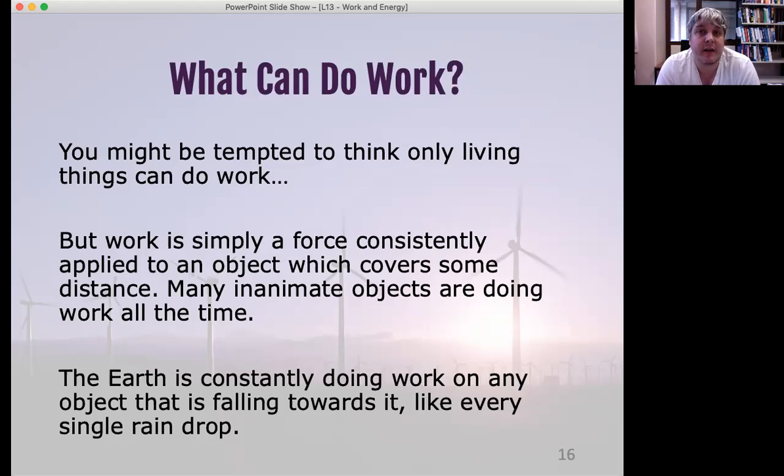For example, gravity. Gravity is always doing work on anything that is falling downwards. Technically, the gravitational attraction to Earth is doing the work. So the Earth might be seen as doing that work. The Earth is doing work on everything that falls towards it. You might phrase it that way. It's a bit of an odd way to phrase it. But work is occurring due to that gravitational force, and there's nothing living, nothing animated involved, just objects falling towards Earth.